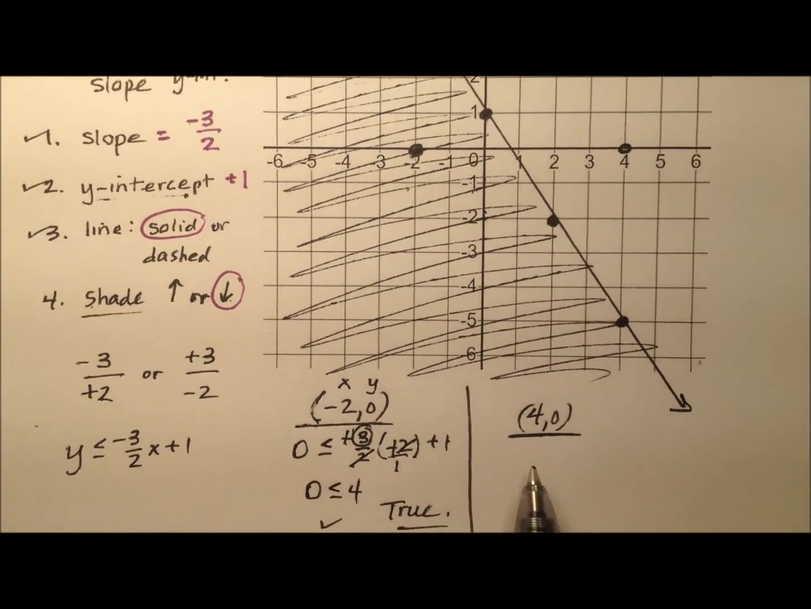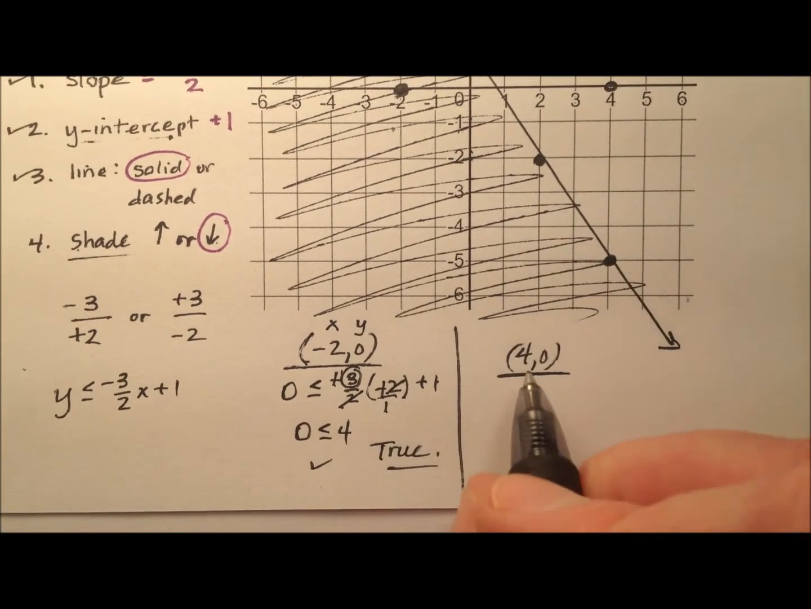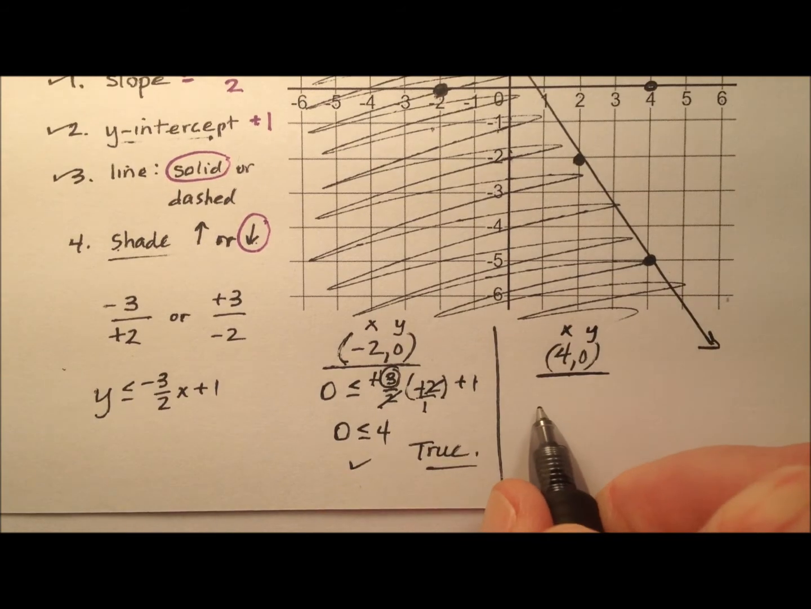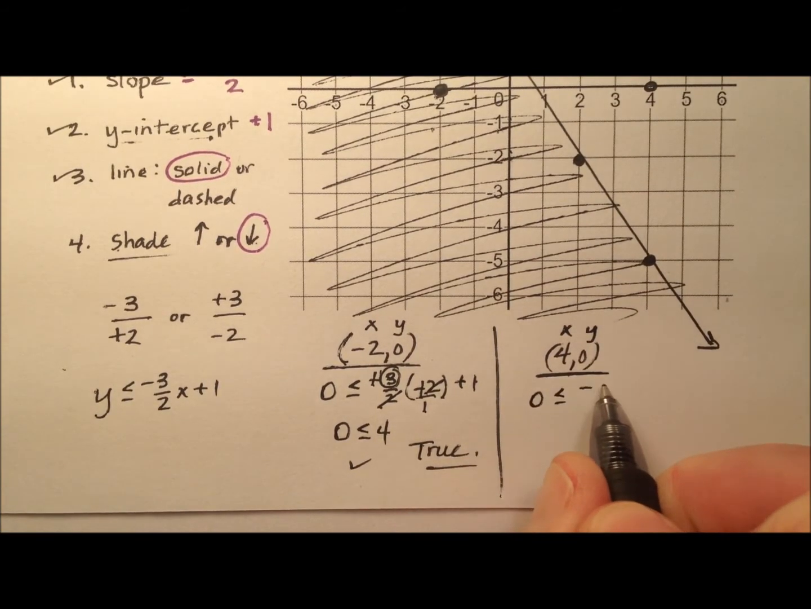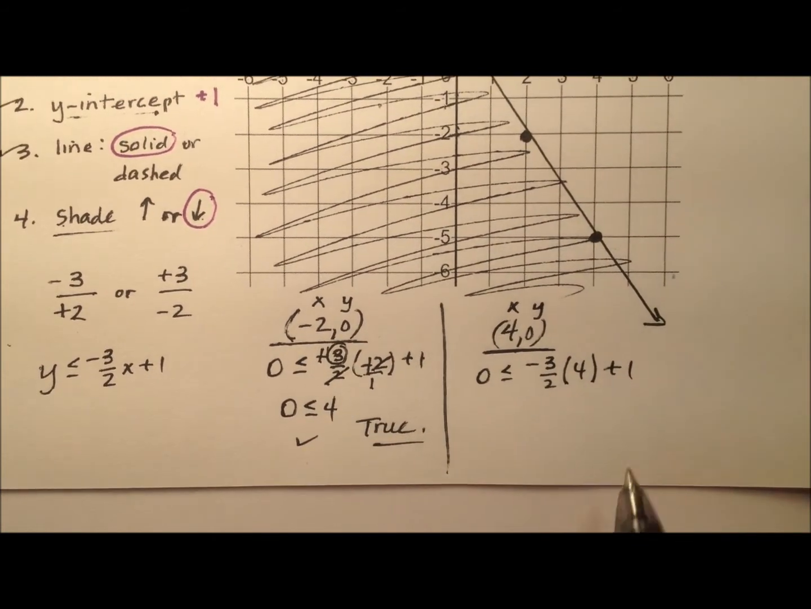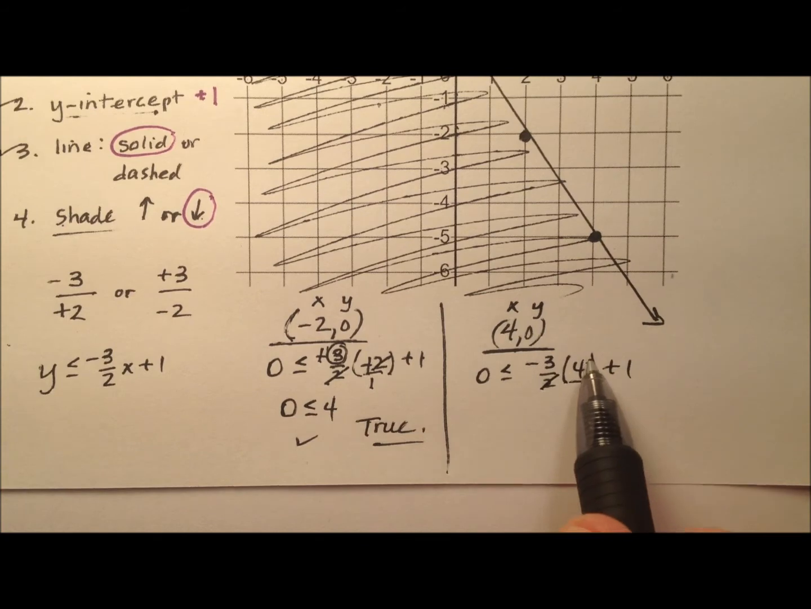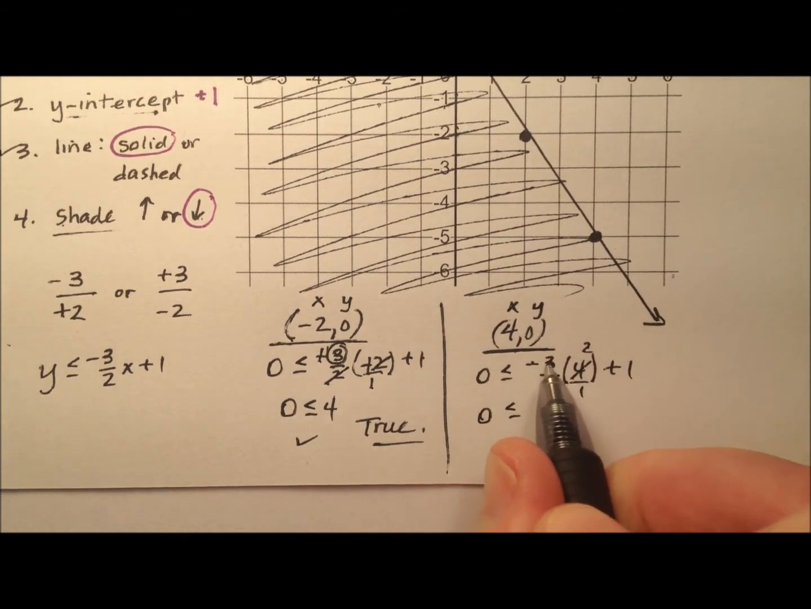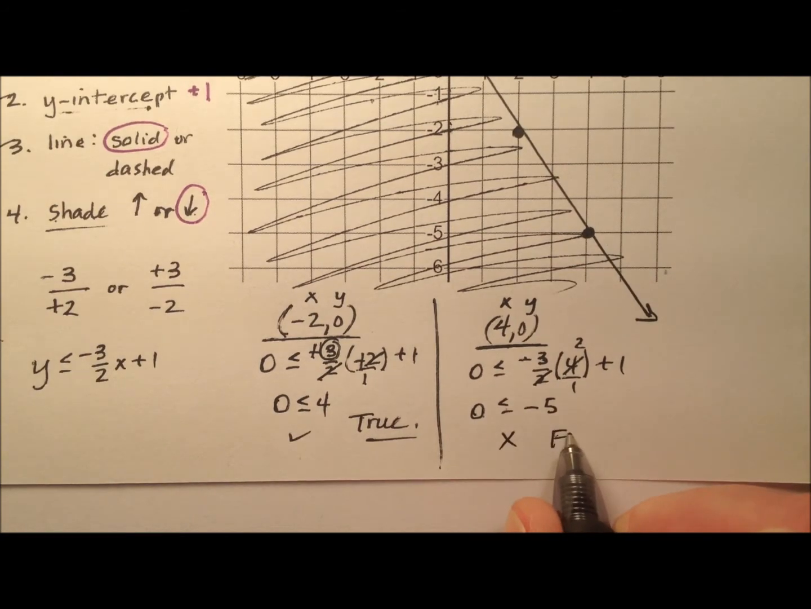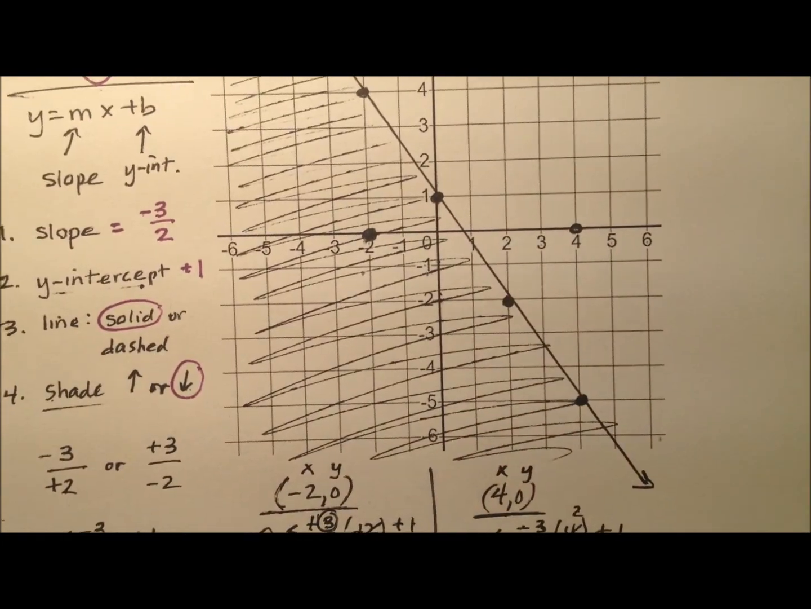Okay, so let's just go ahead and verify that 4, 0 gives me a false. So 4 is my x, 0 is my y. So when I plug this in, 0 is less than or equal to negative 3 halves times 4 plus 1. Okay, we'll put that 4 over 1, and we can cancel some things here. So negative 3 times 2 is negative 6. Plus 1 is negative 5. So 0 is less than or equal to negative 5. Well, no, that is not true. That's false, right? Which is good because we didn't shade over there.